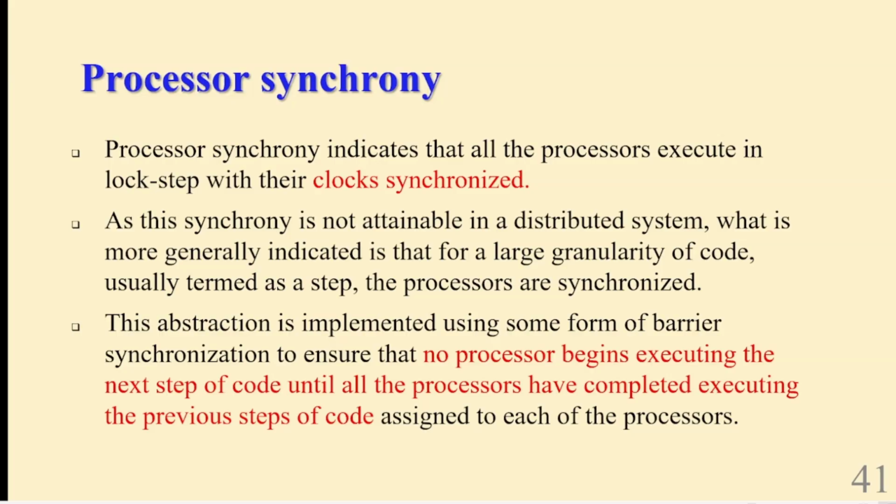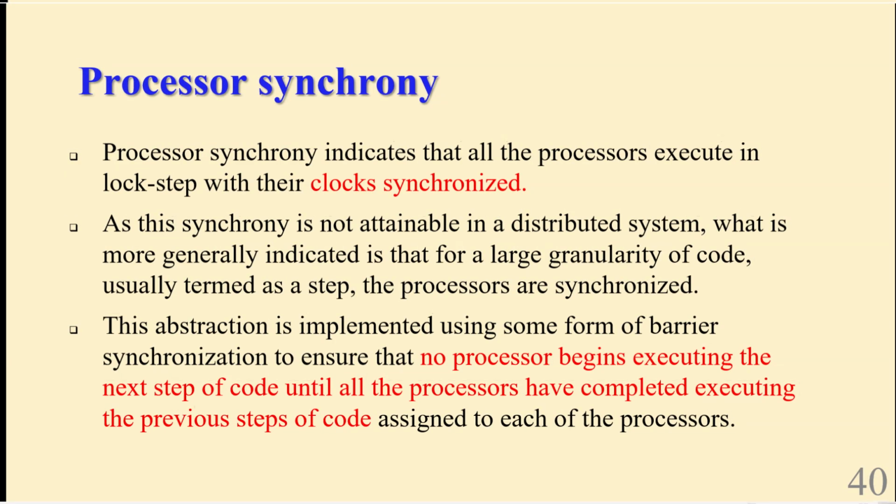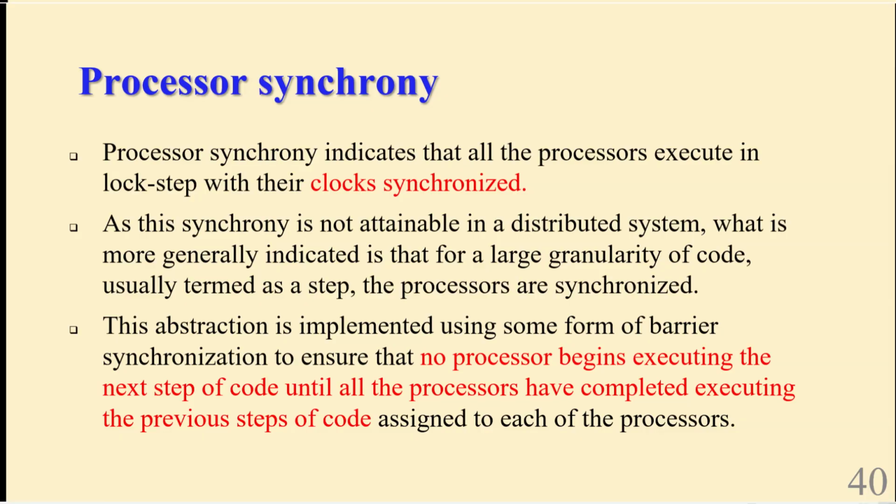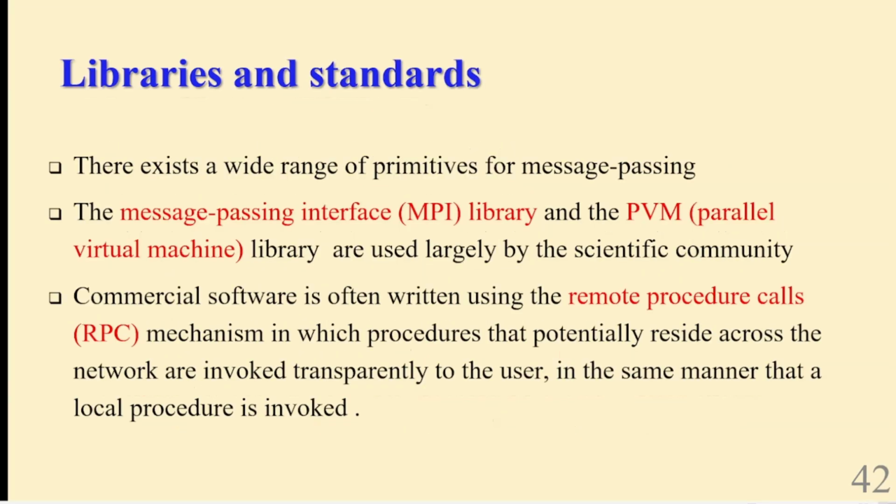So processor synchrony means processors execute in synchronized steps. Since perfect clock synchronization is impossible in distributed systems, barrier synchronization is used to ensure that all processors complete one step before beginning the next. That is processor synchrony. Then we have libraries and standards.